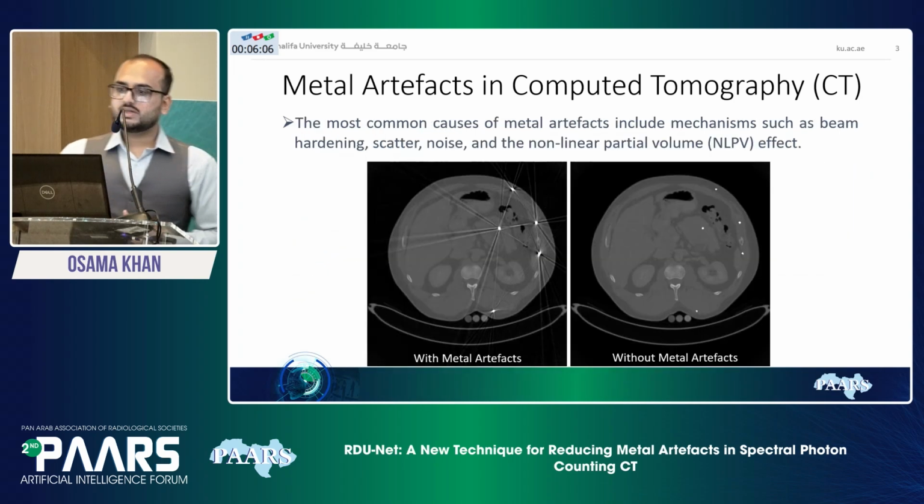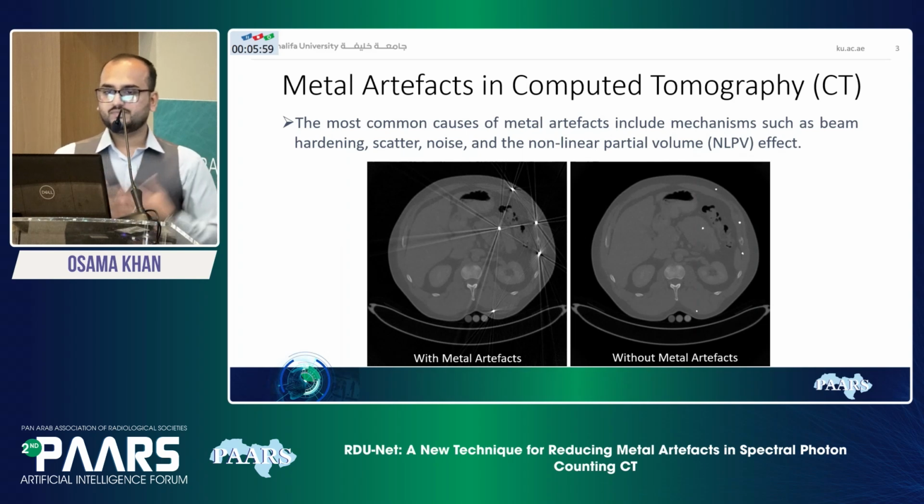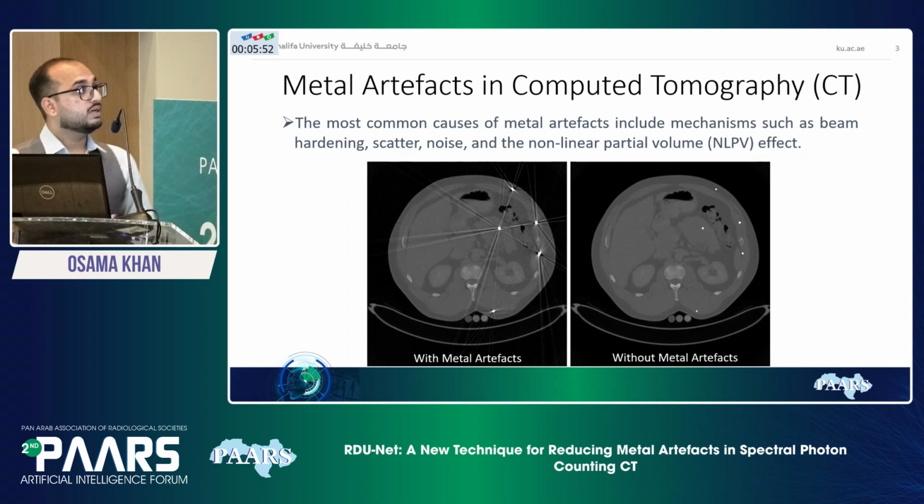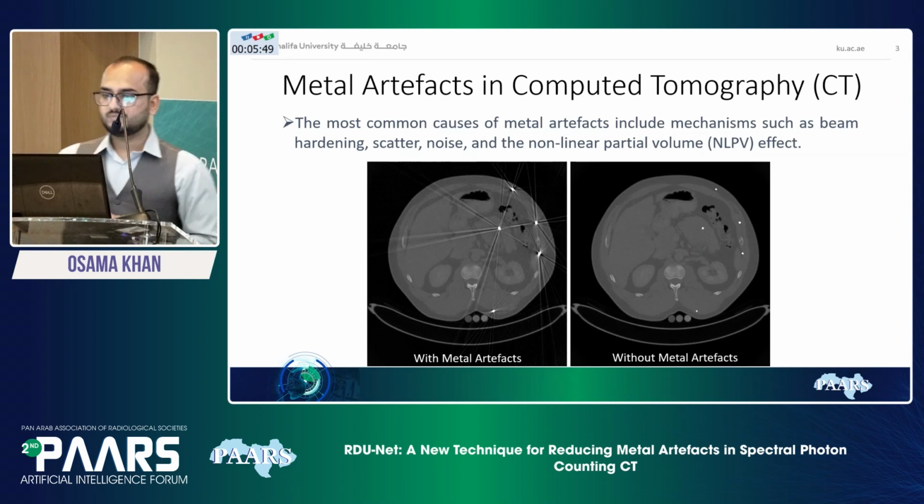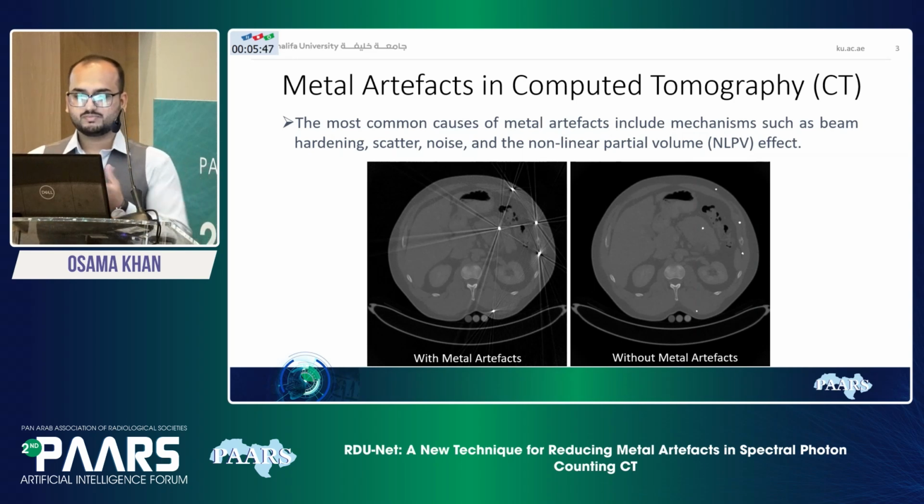So the most common types of metal artifacts are beam hardening, scatter, noise, NLPV. These are different kinds of artifacts that combine in order to give these kinds of outputs. You can see in the first photo, with metals, there is a lot of streaking, and there's a lot of loss of data that we see when we're dealing with normal conventional CT. This is an example of a normal CT. And this is what an actual scan should look like without the metal artifacts. That's what we're trying to achieve as well.